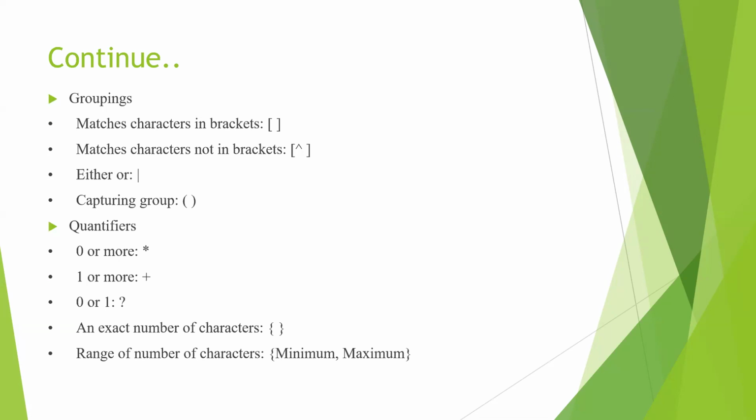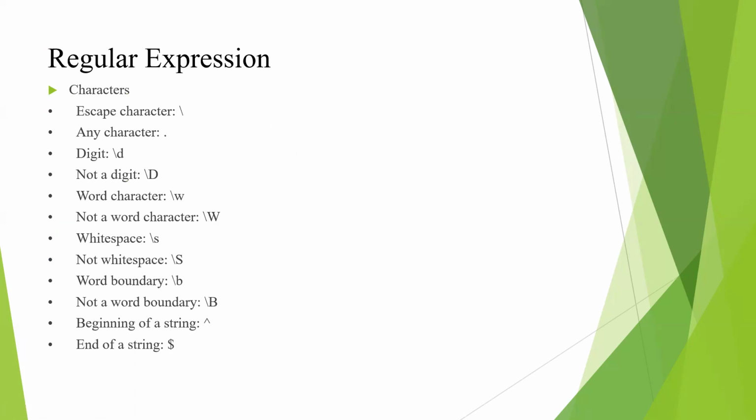For the quantifiers, we will use the asterisk symbol for zero or more occurrences. For one or more occurrences, we will use the plus. For zero or one occurrence, we will use the question mark. For an exact number of characters, we will use the curly brackets. And to specify a range of characters, we specify within the curly brackets the minimum and the maximum value. So these are some of the pattern matchings used to write a regular expression.